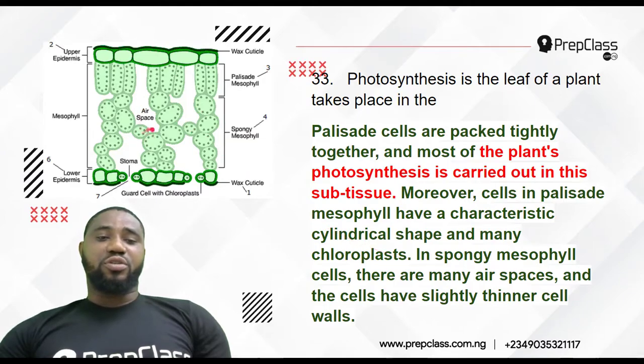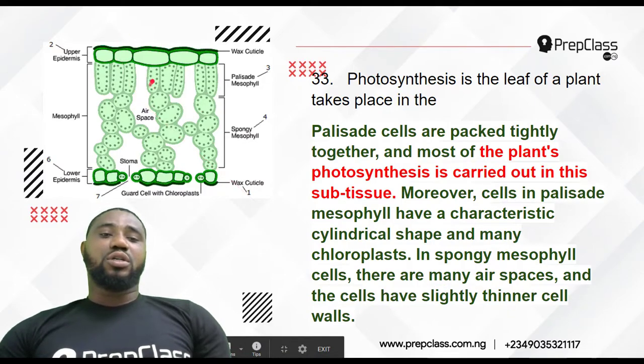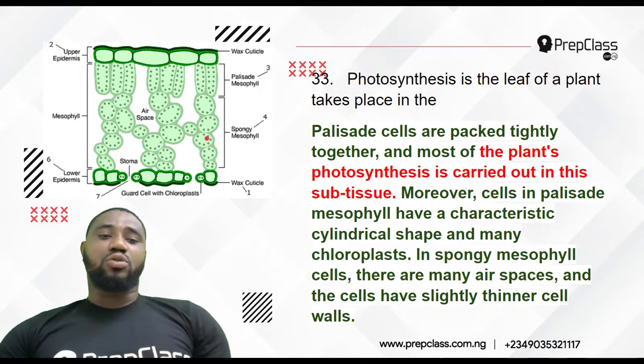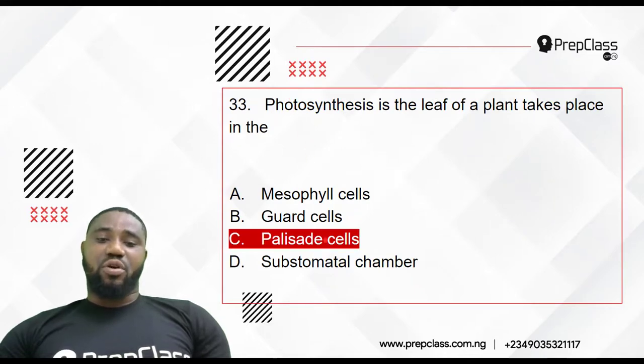But in the spongy mesophyll, this area, there are many air spaces, and cells have slightly thinner cell walls. So the chloroplasts here are bigger and thicker than this one. These ones have thinner walls. Because this spongy mesophyll part has much air space, much photosynthesis may not take place as compared to this one that has less airspace. So the answer there is the palisade mesophyll, or the palisade cell.